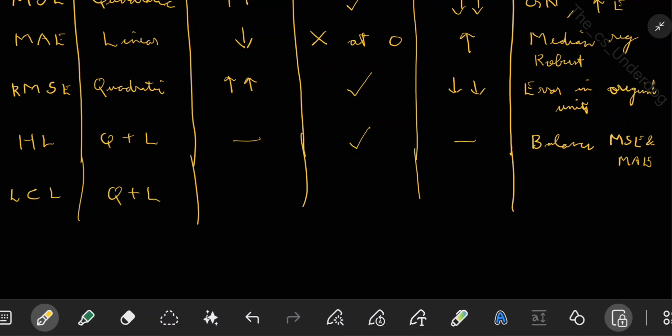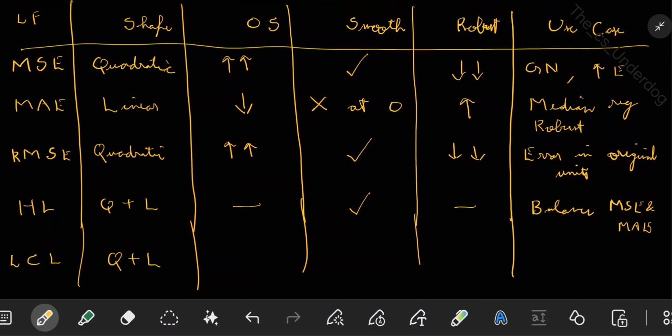What about our outlier sensitivity? Let us see this. Outlier sensitivity is moderate because you have specialities of both. Similarly, robustness is also moderate. What about smoothness? We had seen it is differentiable, so it is smooth. Next thing is, where are you going to use this? Again, you can say it is for a balance between mean squared error and mean absolute error.